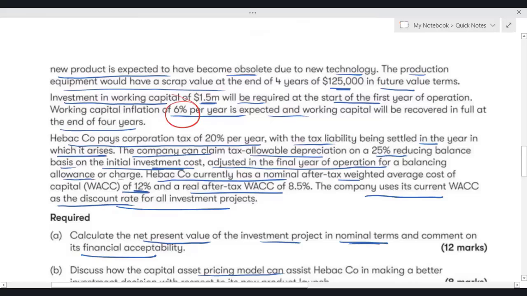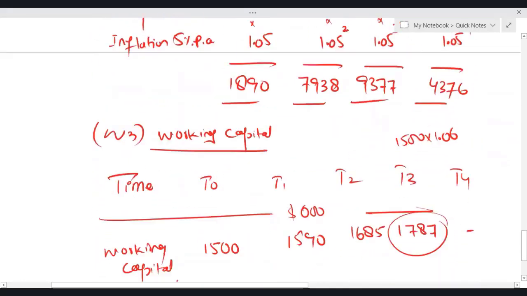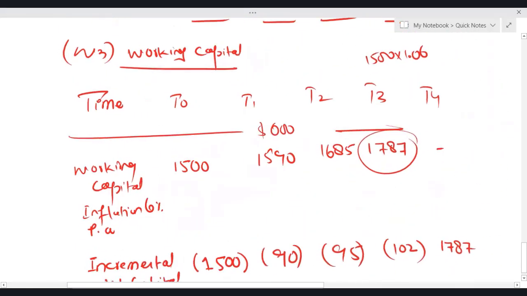And tax depreciation is available by using the 25% reducing balance method. So let's try. Let's calculate the tax saving from capital allowances, working 4.